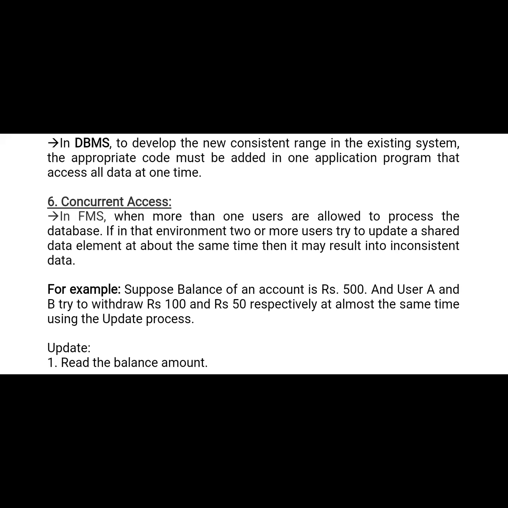So why does that situation happen? What is the reason for it? Because so many users are accessing at a time. So that's the problem. Am I right?